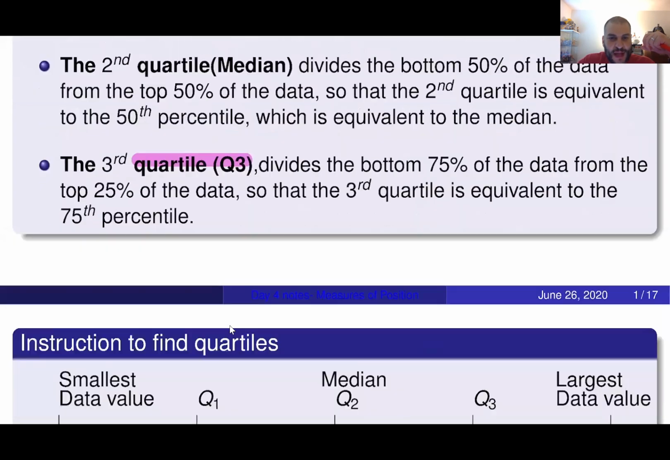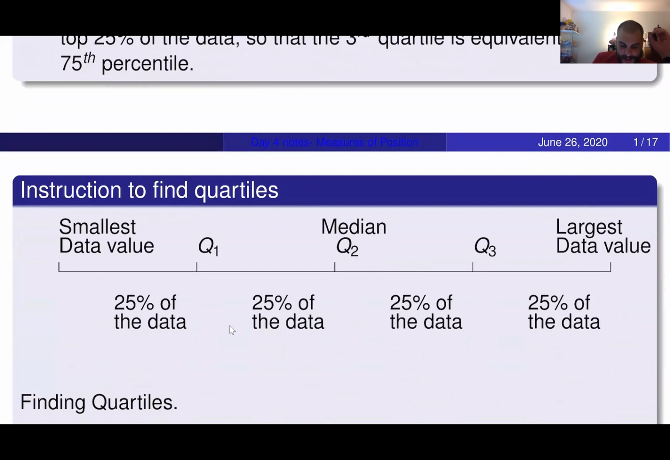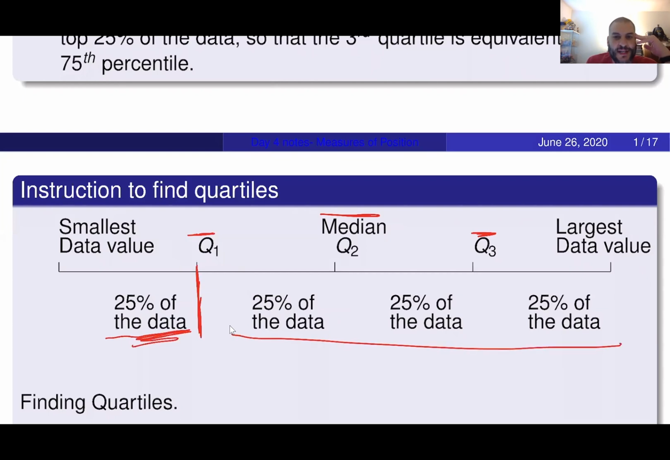To show that as a picture, here is the picture. Right here you have quartile 1, right here you have the median, right here you have quartile 3. If you notice, quartile 1 is breaking up the bottom 25% of the data set and the top 75% of the data set. Same thing for quartile 3.